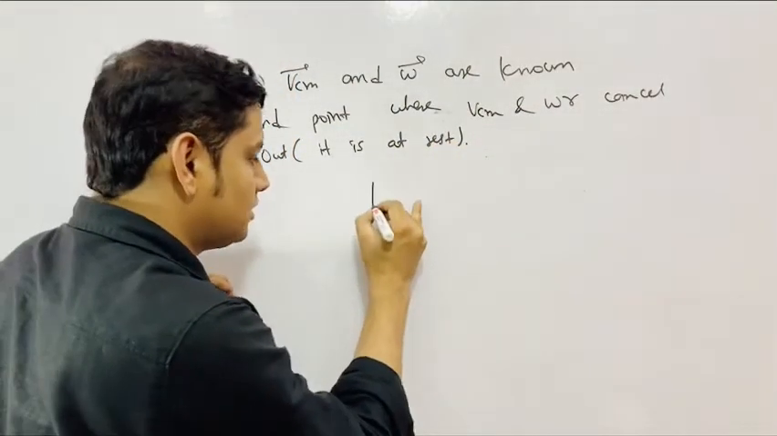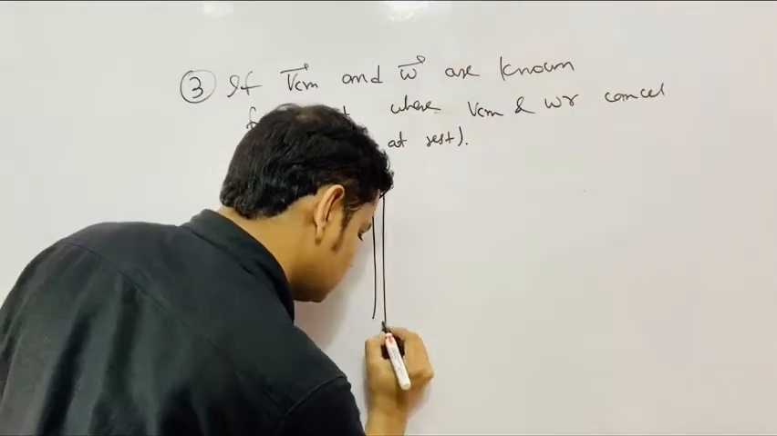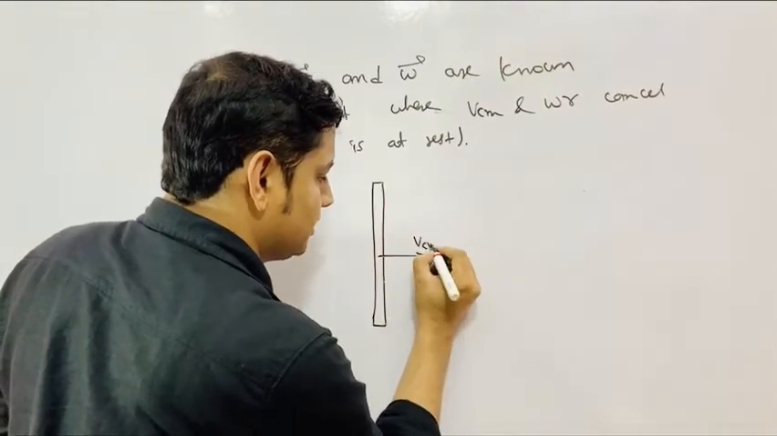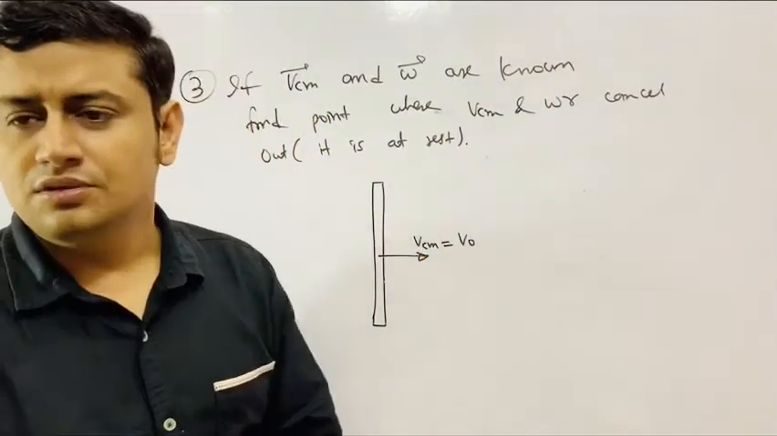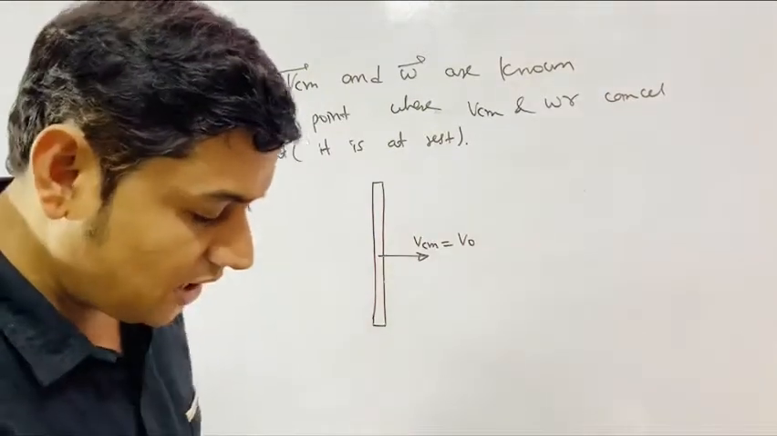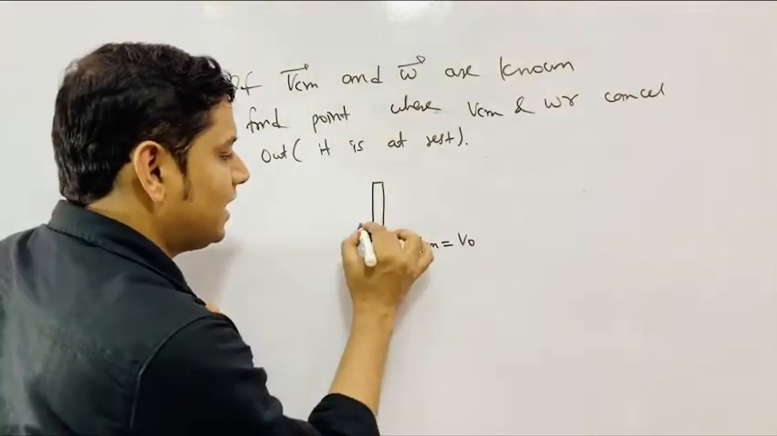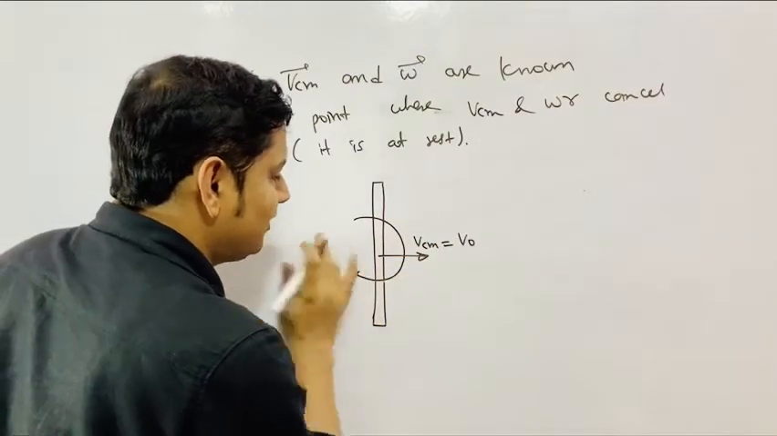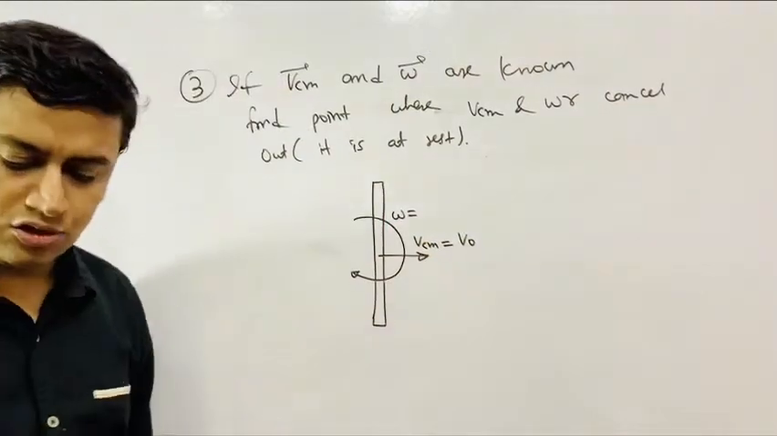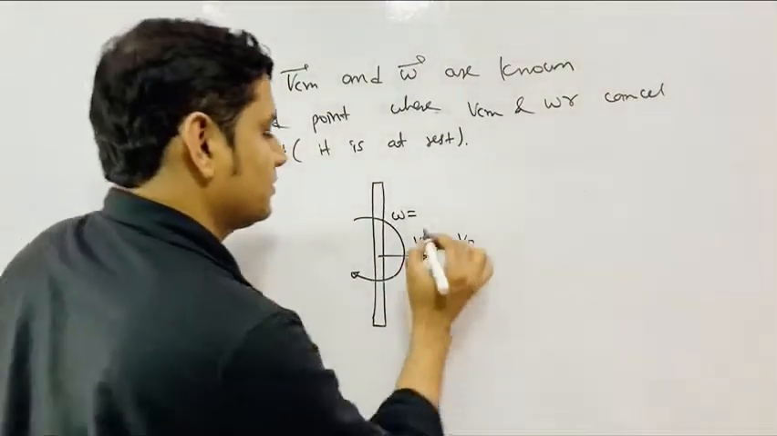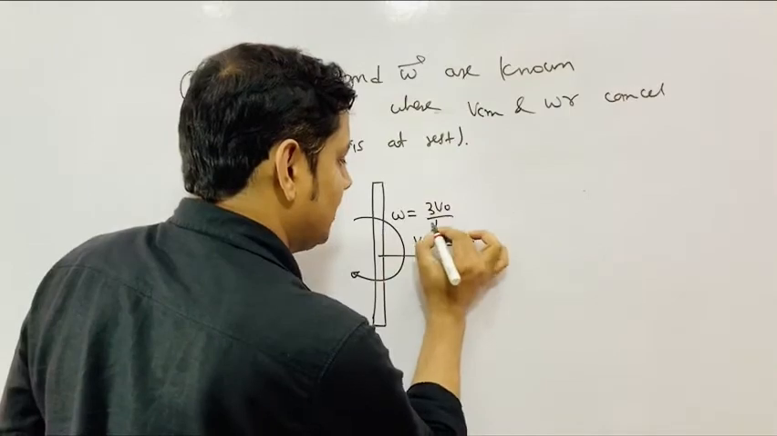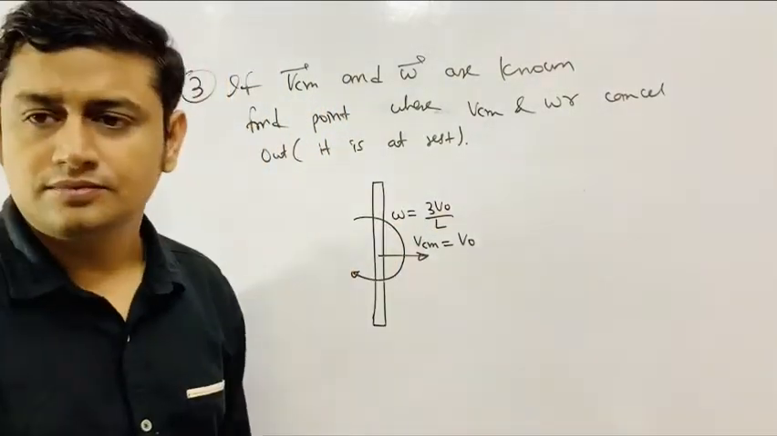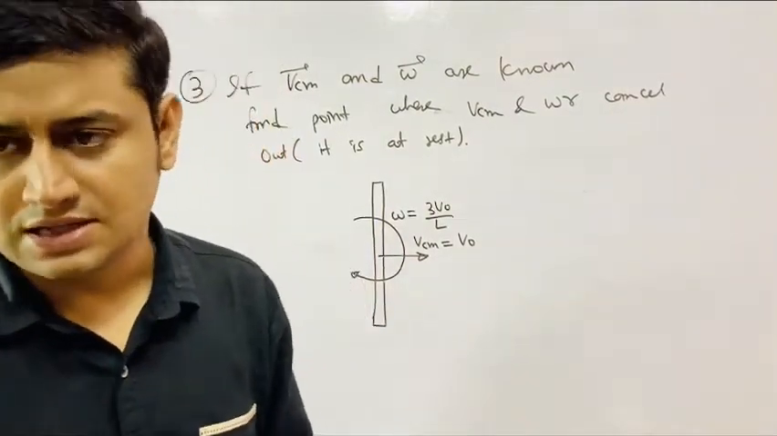Understand? Suppose I have a rod. This rod's center of mass velocity is given to me, VCM. That is V0. VCM is V0. And it is given that this is rotating with angular speed omega, and this omega is going to be equal to 3 V0 by L. L is the length of this rod. You have to locate the instantaneous axis of rotation.